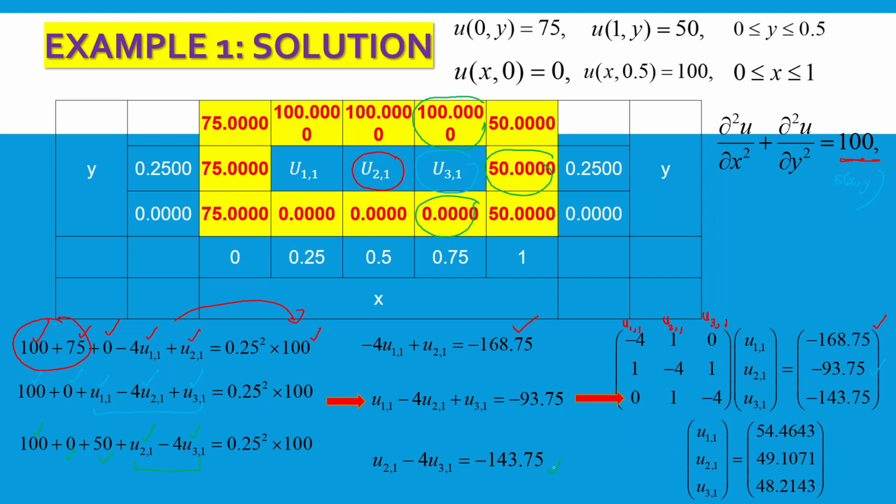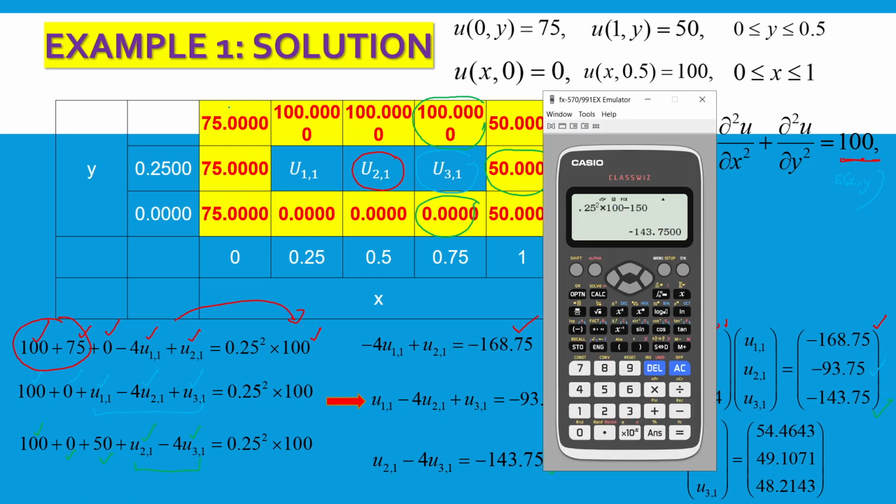So the third equation you put into the third row of the matrix form here. U21 is 1, U11 is 0, so negative 4 U31 equal to negative 143.75. You can quickly obtain this linear system using your scientific calculator using equation mode.